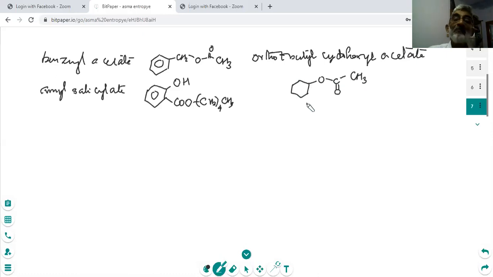Okay, so T-butyl cyclohexyl ortho. Of course, this is something interesting. You don't put actually ortho para designation for cyclohexyl group, but they have used it here. So this is going to be the structure of it, and you can see all of them are esters.